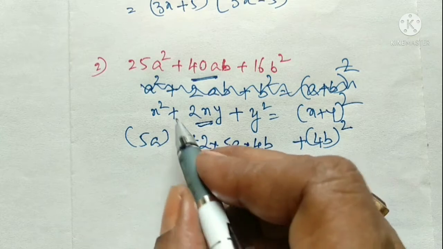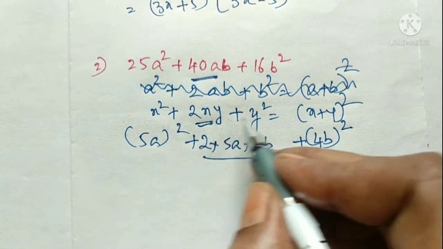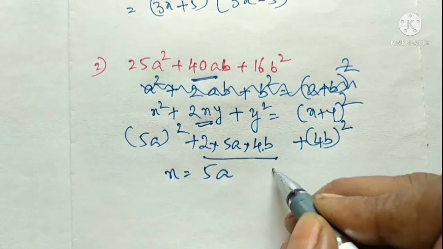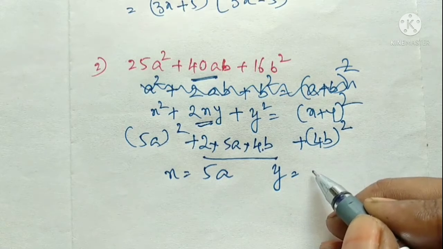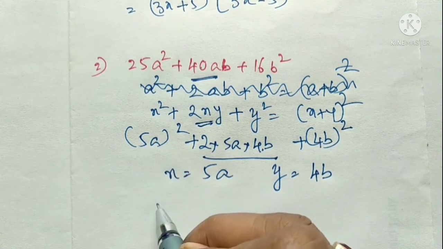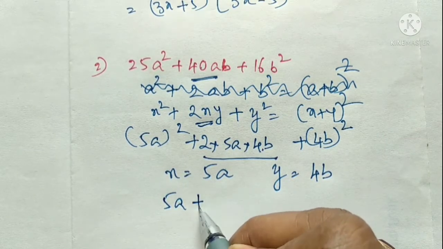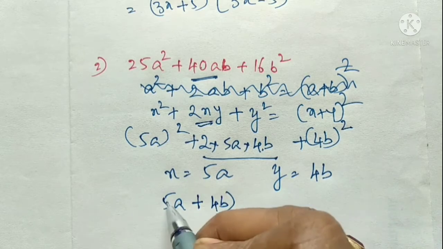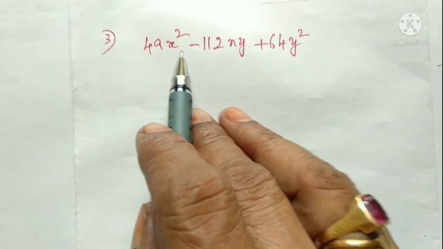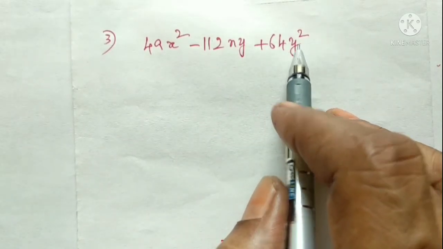Okay? Then it is in the form of this algebraic identity x square plus 2xy plus y square, where x is equal to 5a and y is equal to 4b. So the given algebraic expression can be (5a + 4b) whole square. Now 49x square minus 112xy plus 64y square.